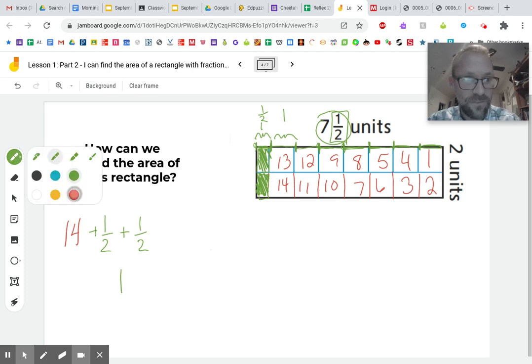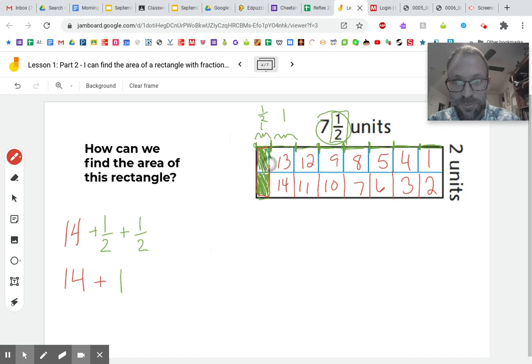So let's add 14 plus 1 whole square unit. That's the total here. This adds up to 1 whole square unit. 1/2 and 1/2 makes 1 whole. And we'll get, as an answer, 15 square units. And don't forget the squared. It's really important when you're talking about area.